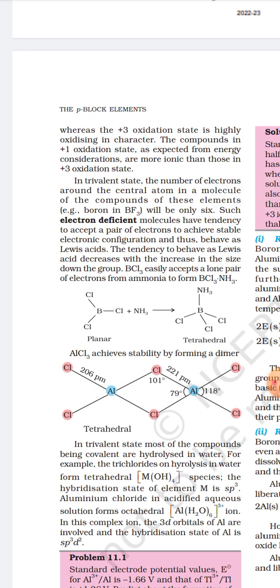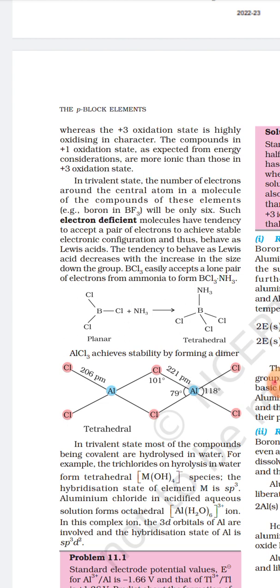The compounds in the +1 oxidation state, as expected from the energy considerations, are more ionic than those of the +3 oxidation state. In the trivalent state, the number of electrons around the central atom in a molecule of the compounds of these elements, for example boron in BF3, will be only 6. Such electron-deficient molecules have a tendency to accept a pair of electrons to achieve a stable electronic configuration and thus behave as Lewis acids. The tendency to behave as a Lewis acid decreases with increase in size down the group.